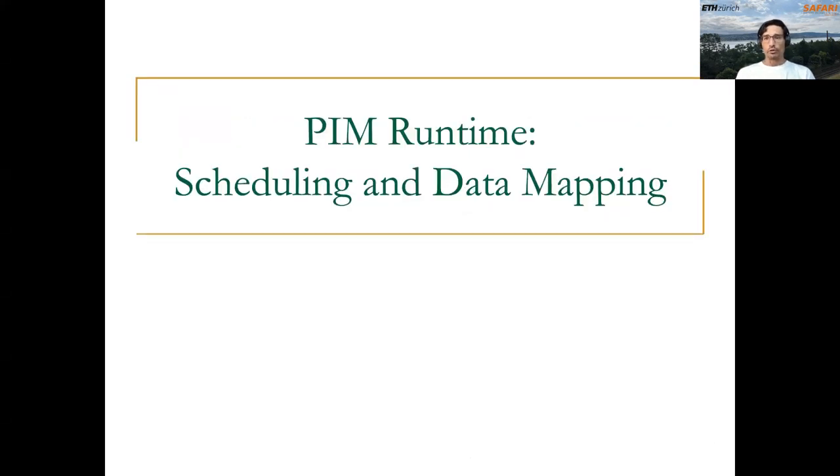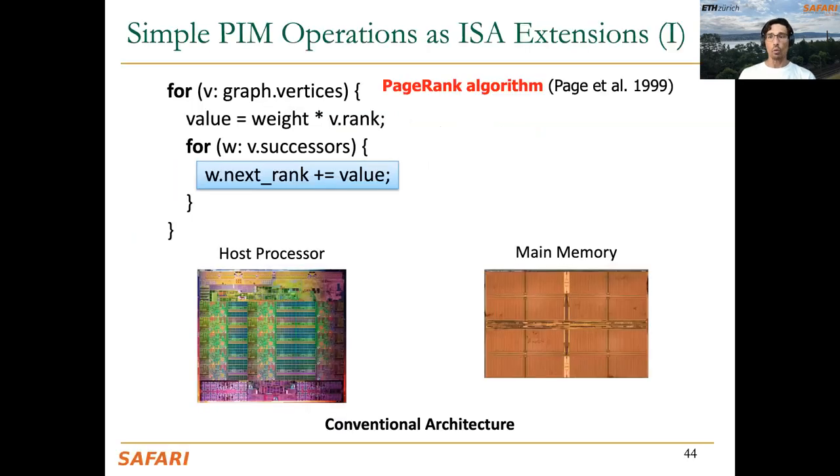Another important aspect of processing in memory is the runtime: how do we schedule a computation on the memory side, when should we schedule computation on the memory side, as well as how do we have to map data into the processing-in-memory capable memory in order to have more efficient computation and more efficient processing-in-memory operations. And one key work in that sense is PEI, the PIM-enabled instructions that are proposed as ISA extensions.